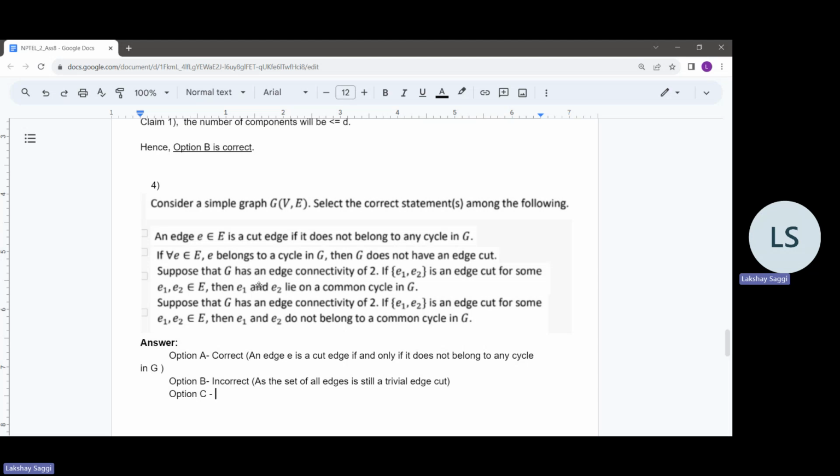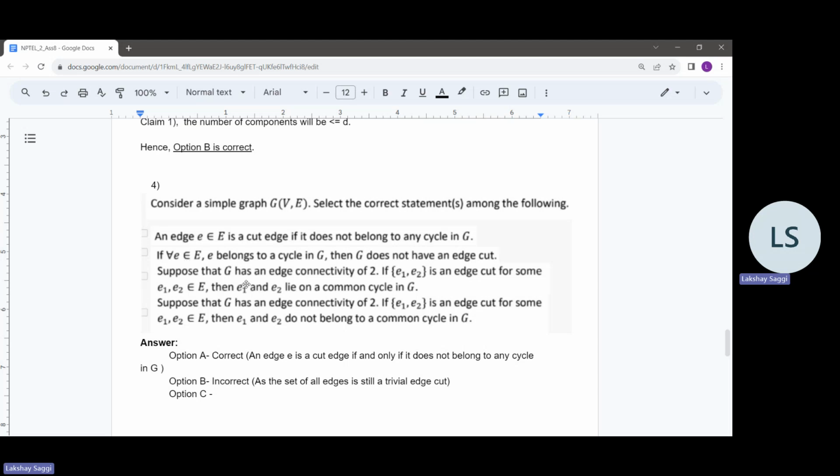I'll just give you the answer. If E1, E2 is an edge cut for some E1, E2, then E1, E2 should actually lie on a common cycle. Option C is actually correct. One trivial way you can see this is, let's take a cycle graph. A cycle graph has an edge connectivity of 2, and if a subset of two edges is an edge cut in that graph, then those two edges trivially lie on a cycle, right? That's an example where option C holds, but option D does not hold. And option C holds in general for every graph. You can try to show this yourself, it won't be too difficult.